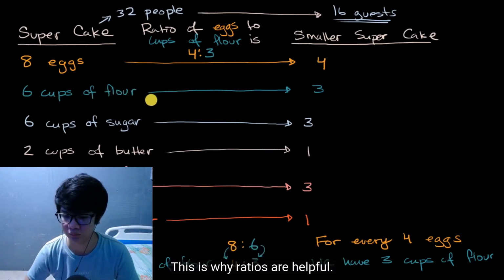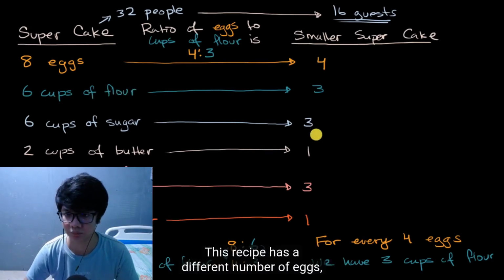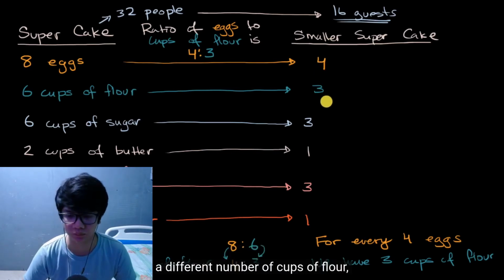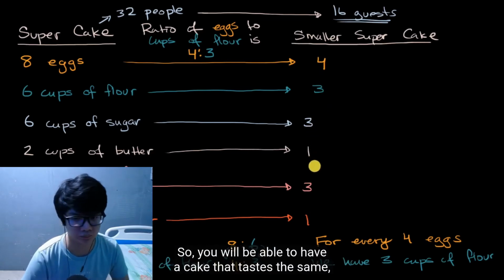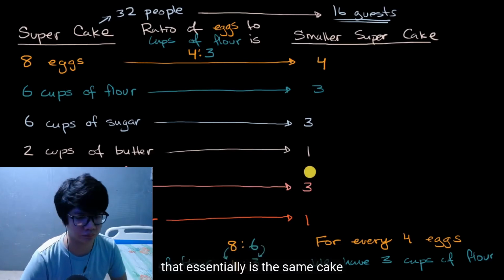And so this is why ratios are helpful. This recipe has a different number of eggs, a different number of cups of flour, a different number of cups of sugar, but the ratios between the ingredients are the same. And so you will be able to have a cake that tastes the same, that essentially is the same cake, but just is a different size.